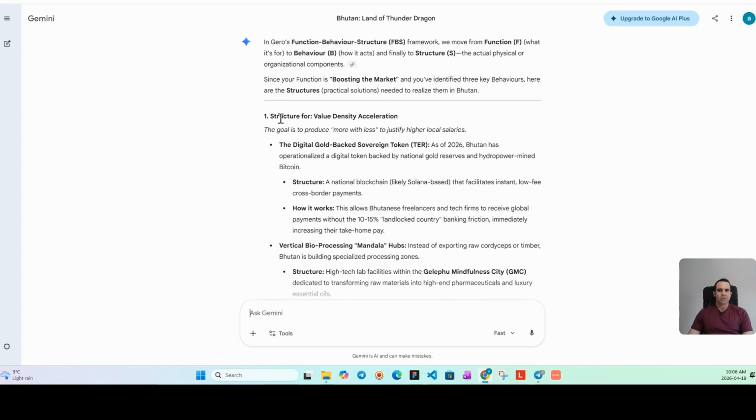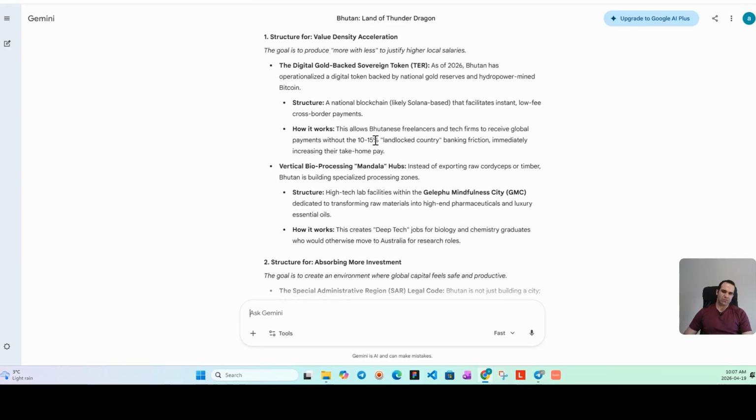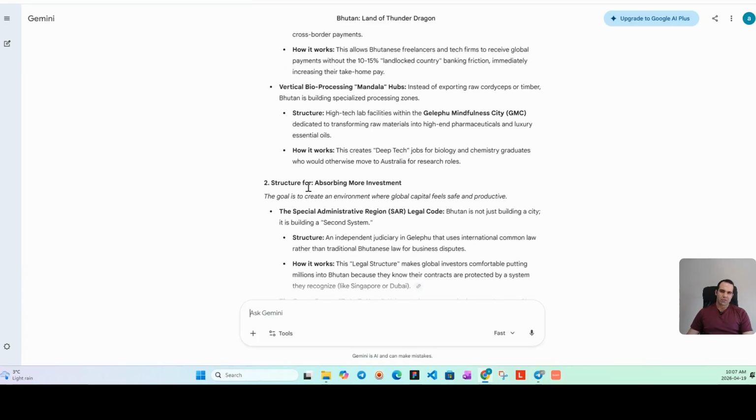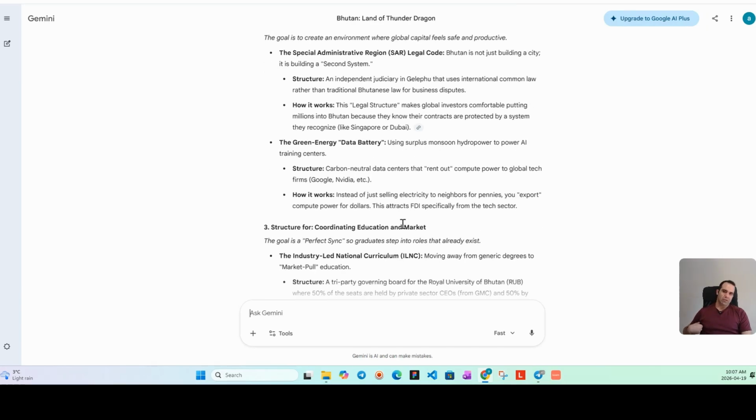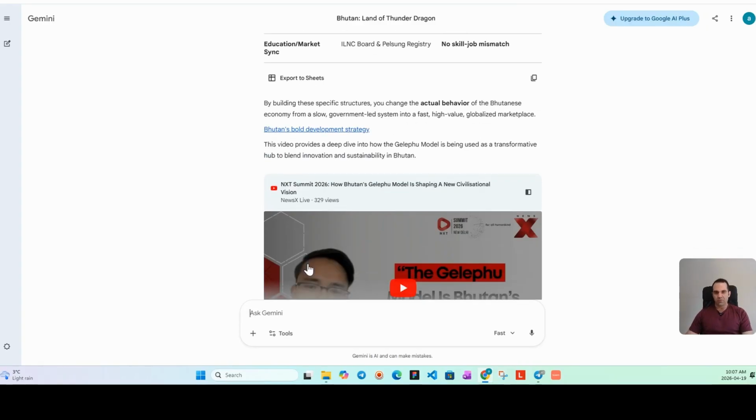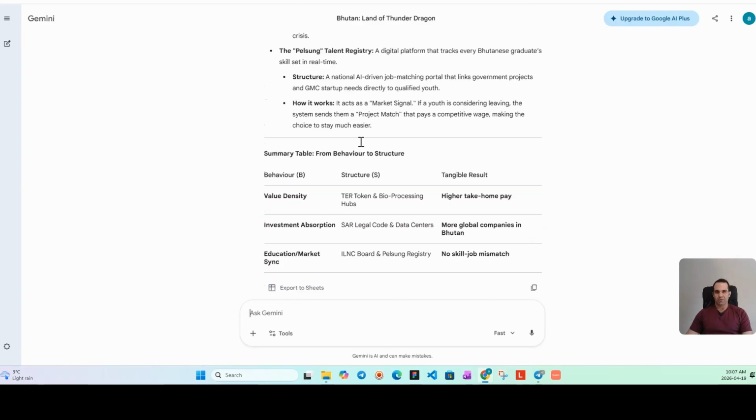I didn't get it. The goal is to produce more with less. No, it's not. You have to change the prompt. A structure for absorbing more investment. The goal is to create an environment where global capital feels safe and productive. A special administrative region, legal code. Okay. A structure for coordinating education and market. No, no, no. We need to change the prompt.